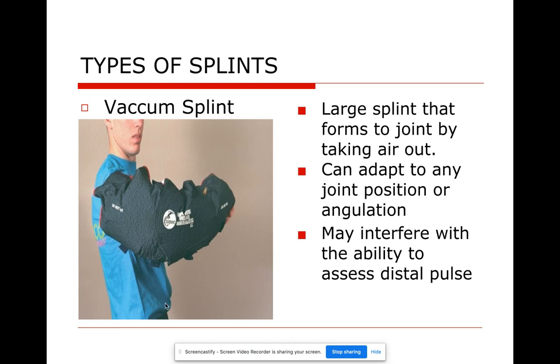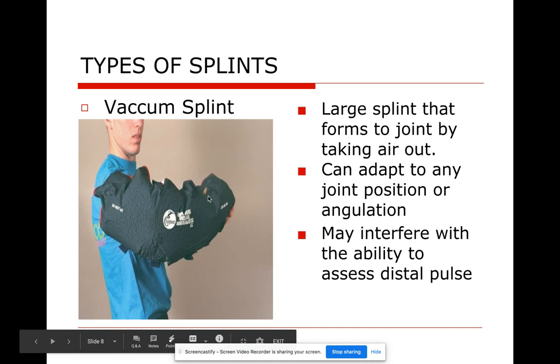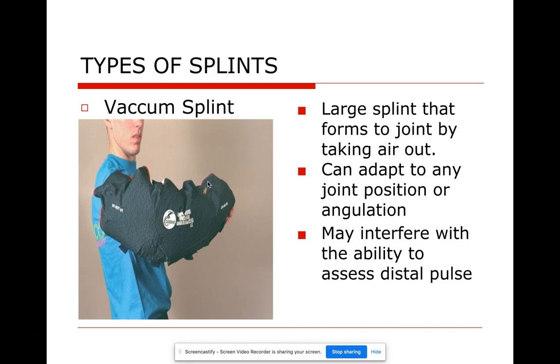It's a larger splint. It's usually used for like upper arm or arm injuries, leg injuries. A large splint that forms to the joint by taking air out. So if you could see this little valve, you hook a pump up to it, and you just take the air out, and it forms to that injured area. So it can adapt to any joint position or angulation, which is great because you want to splint them the way you found them and splint them how the joint or the bones are when you found them.